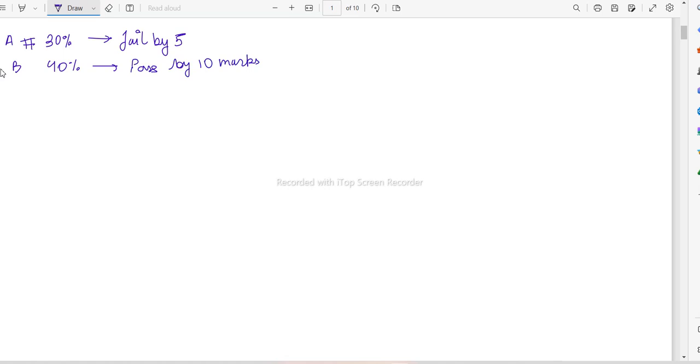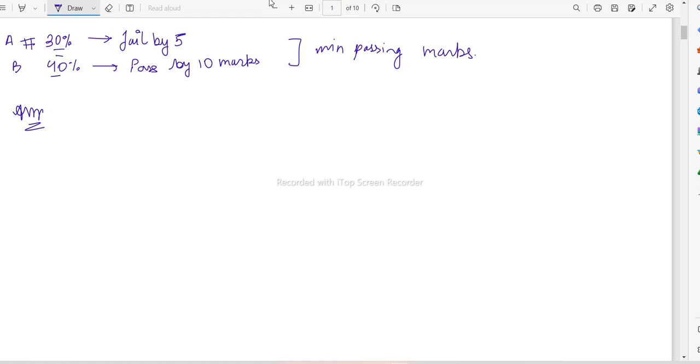So you have to find the minimum passing marks. How are you going to attempt these kinds of questions? These can be attempted in the following manner. Say we have been given two conditions, right?